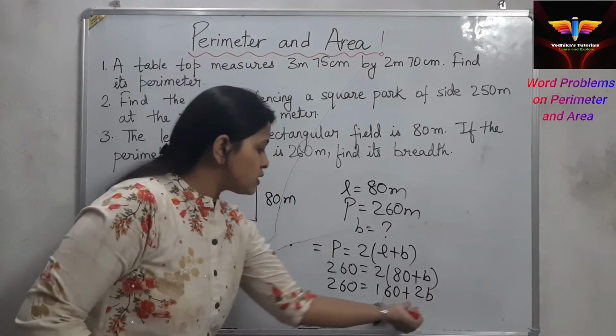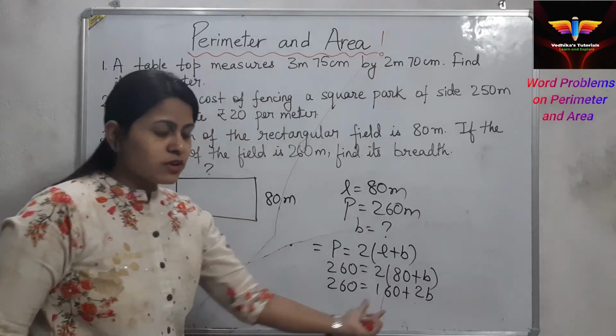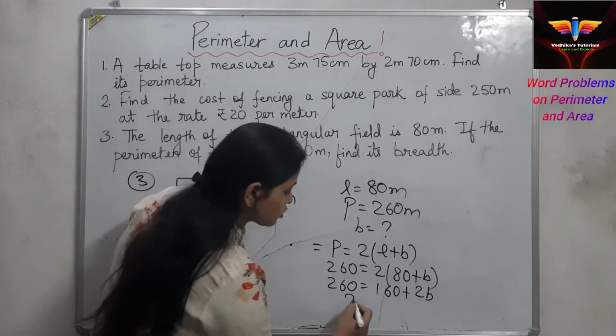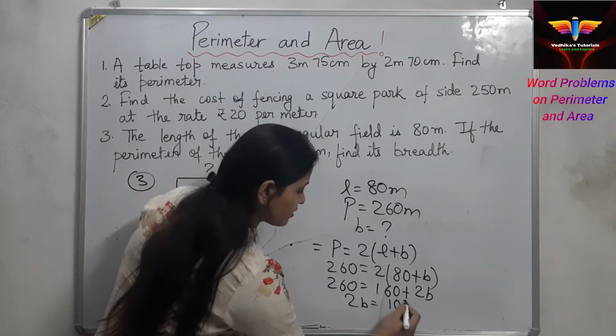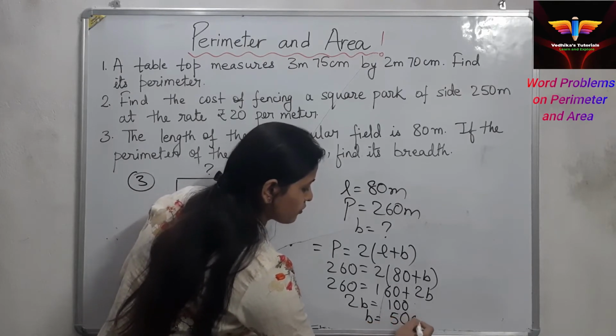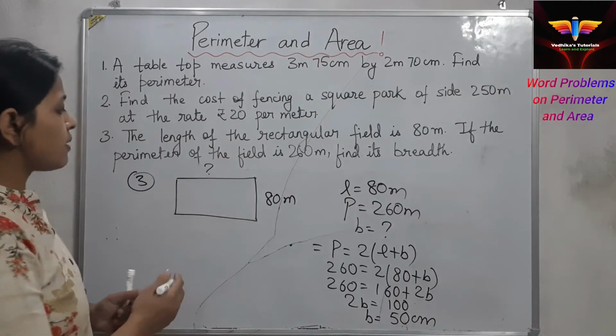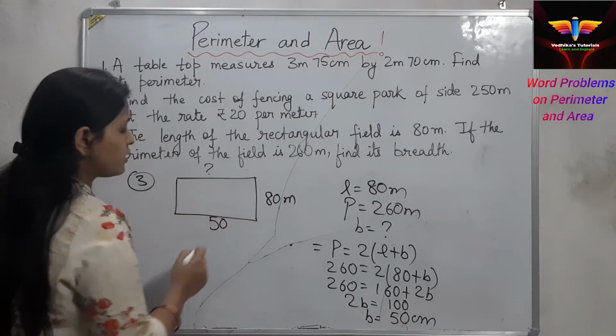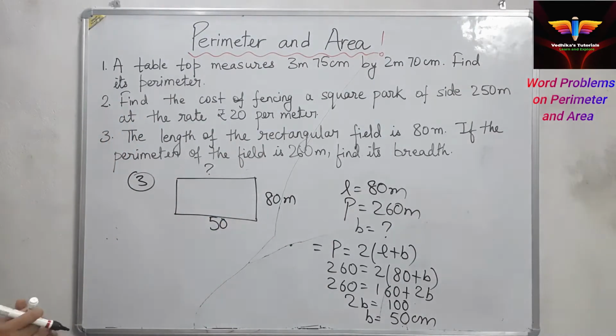Now 2B is equal to what? We have to subtract 160 from 260. So 2B is equal to 100. Now breadth is equal to 100 divided by 2, which is 50 centimeter. So what is the breadth? Breadth is 50 centimeter. Okay.